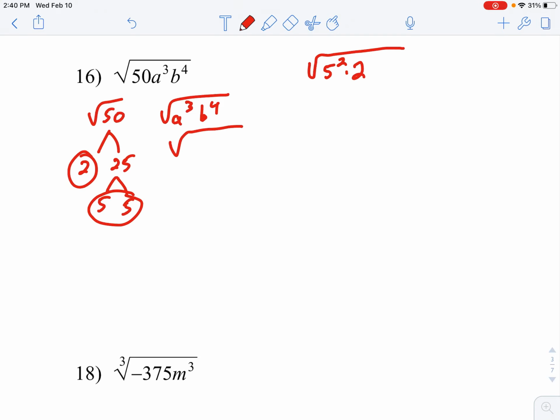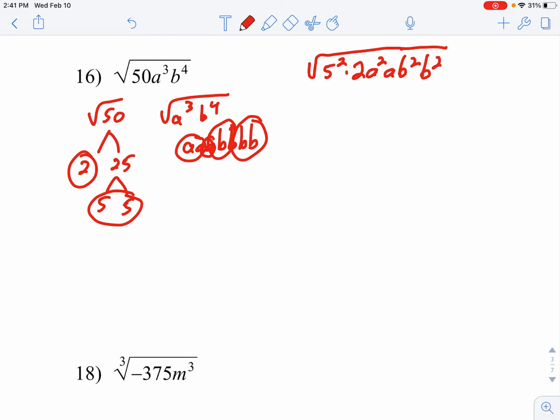For the variables, basically I've got 3 a's and 4 b's. So I got a pair of a's and an extra a, a pair of b's, and another pair of b's. I hope that makes sense to you how I'm doing that. So basically, I know that a square root cancels out a square, so when I break these down, I'm looking for pairs: a pair of 5's, a pair of a's, a pair of b's, and another pair of b's. So now what?